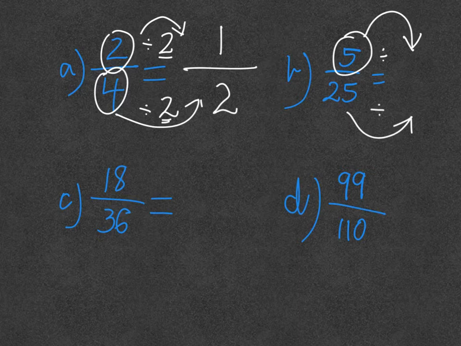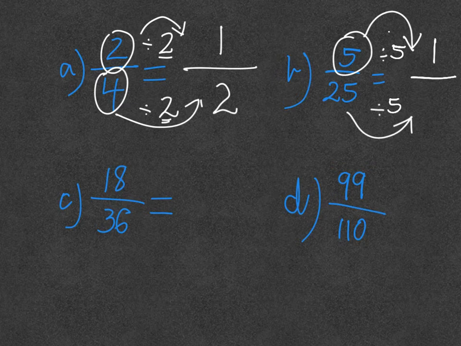We cannot divide it by 3. We cannot divide it by 4. I wonder if we can divide this by 5. Let's try it. 5 divided by 5 is 1. 25 divided by 5 is 5. There we go. 5 25ths can be simplified to 1/5. Let's move on. Let's take a look at C.